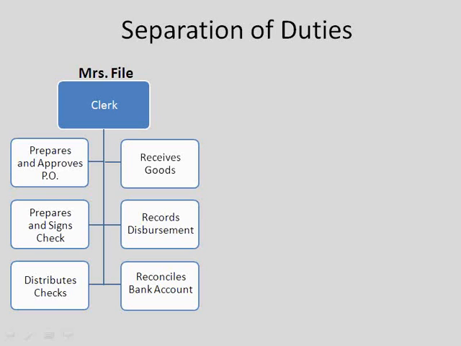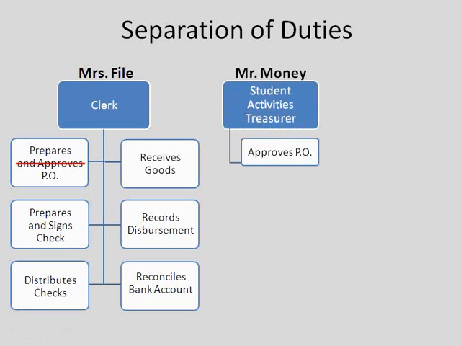Now, let's think about what jobs we can separate out and what compensating controls we can add to protect the monies and the people involved with student activities. Mrs. File prepares the PO, so she should not also approve the PO. So someone else needs to approve the PO, like the Student Activities Treasurer, Mr. Money. Having a separate person approve the PO can help detect mistakes, make sure the goods are appropriate for the Student Activities Club, and help prevent someone from ordering goods for a purpose other than for the students.